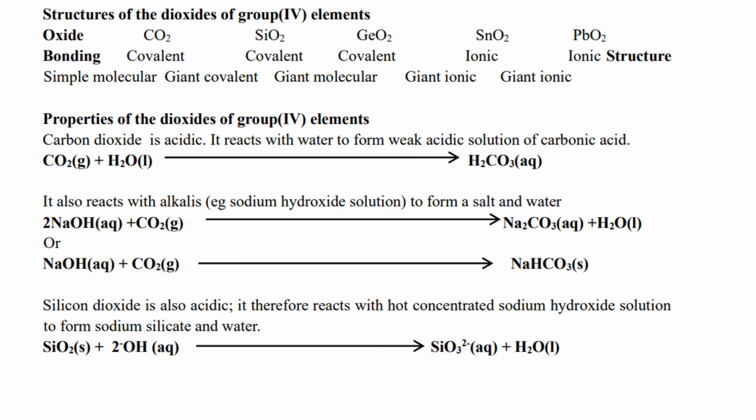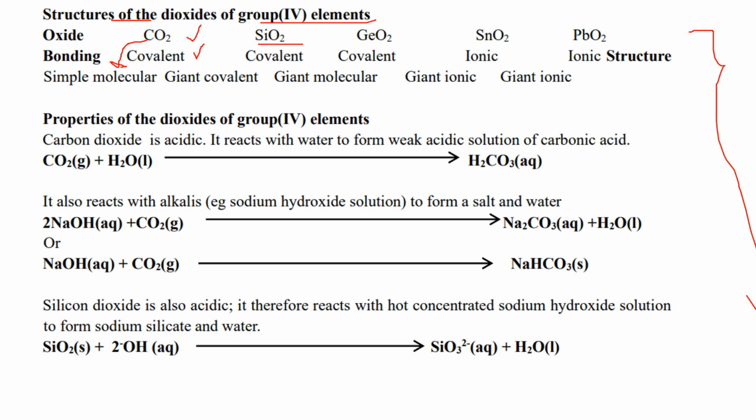Now, looking at the dioxides, we start with the structures, just like we studied for monoxides, and these ones are the most commonly asked. So structures of the dioxides of group 4 elements. Carbon dioxide has covalent bonding and a simple molecular structure. Notice that there was an error in presenting this. Carbon dioxide has a simple molecular structure.